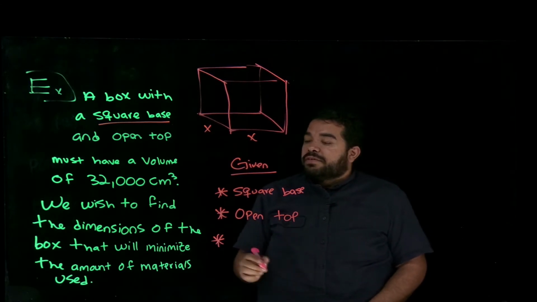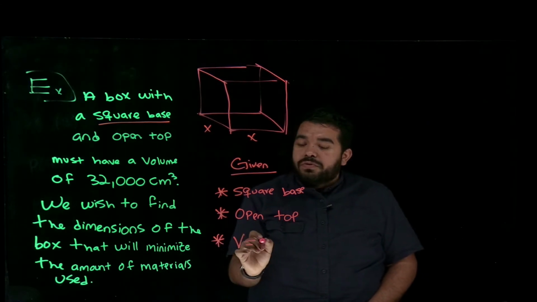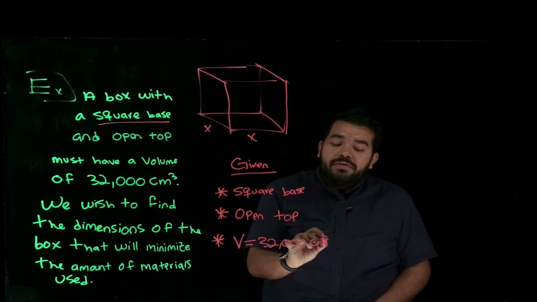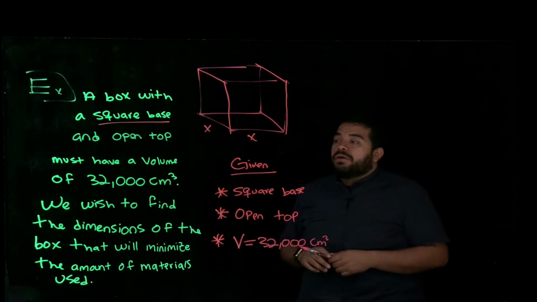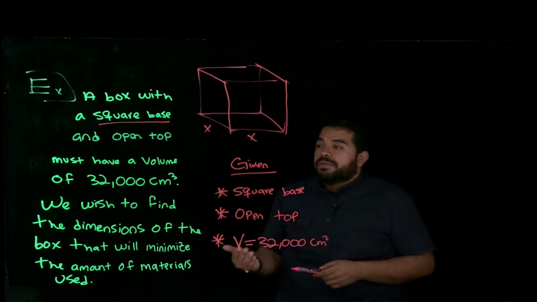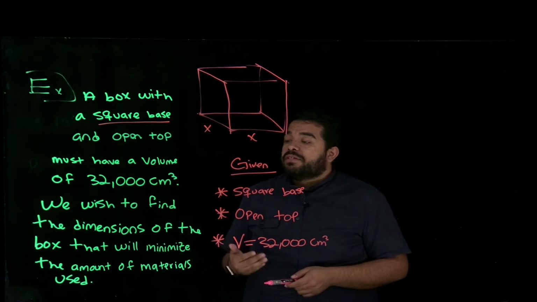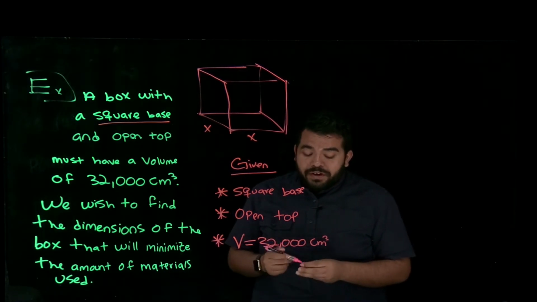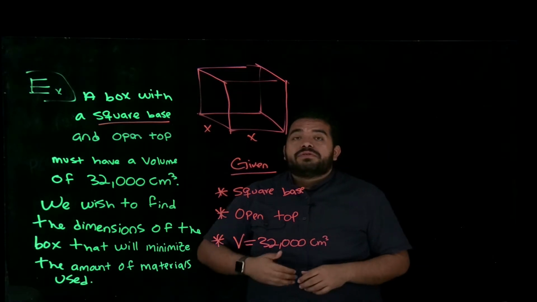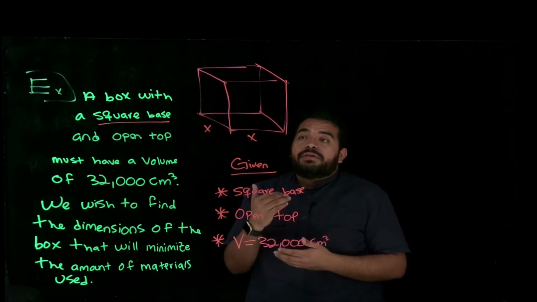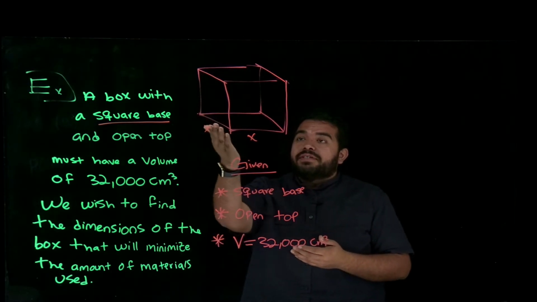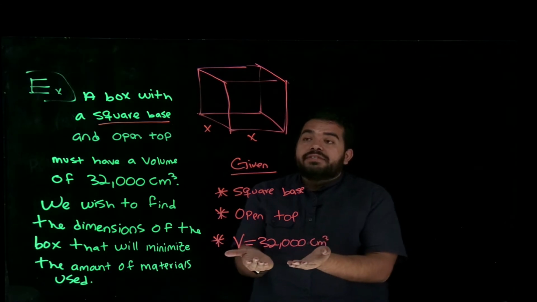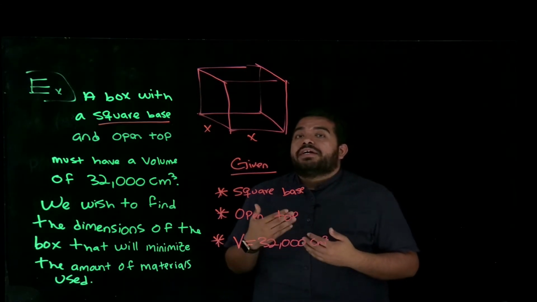And the last thing that I see here is the volume is equal to 32,000 centimeters cubed. Now, what is it that we want? As you can see from the last portion, we wish to find the dimensions of the box that will minimize the amount of materials being used. So we want to figure out the dimensions, the base, the width, the height that this box must be, that will make the volume true, and that will be the minimum.